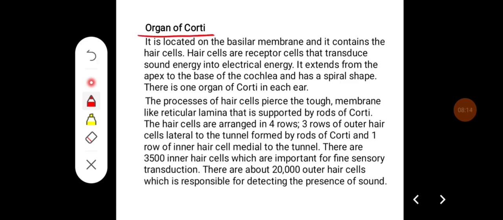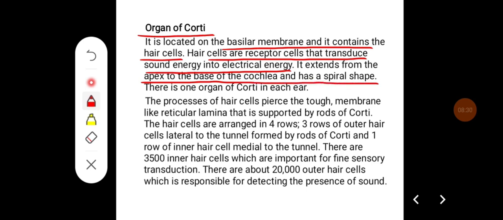Organ of Corti. It is located on the basilar membrane and it contains hair cells. Hair cells are the receptor cells that transduce sound energy into electrical energy. It extends from the base to the apex of the cochlea and has a spiral shape. There is one organ of Corti in each ear. The processes of the hair cells pierce the tough membrane-like reticular lamina that is supported by rods of Corti.